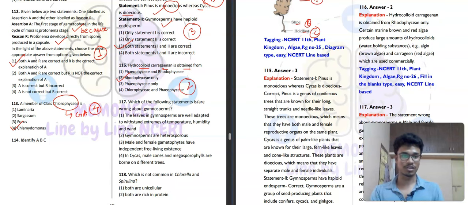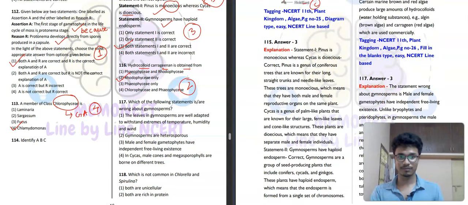Moving towards the next question, question number 117. Which of the following statements is or are wrong about gymnosperms? The leaves in gymnosperms are well adapted to withstand extreme temperature, humidity and wind. Absolutely correct. It is written in NCERT, from direct NCERT lines. Second, gymnosperms are heterosporous. Absolutely correct. Basically from pteridophytes onwards, the plants become heterosporous, like the development occurs in this way, in most of the plants. Now the third option says that the male and female gametophytes have independent free-living existence. This is not correct.